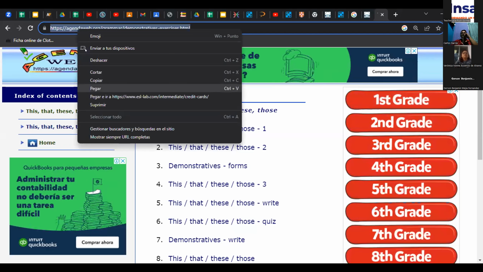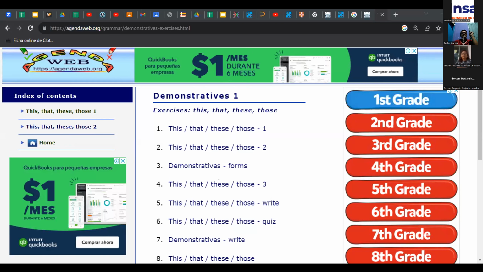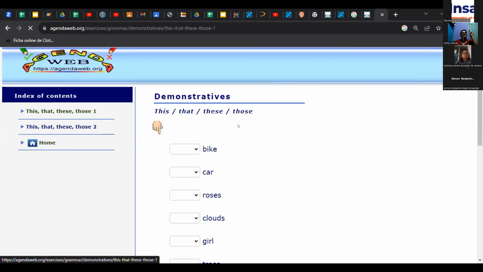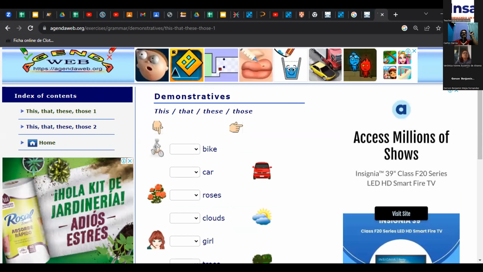Vamos a hacer ahorita el uno y el dos. Exercise one and two. I will send the link y ahí van a poder ver ustedes todos esos números. But vamos a trabajar ahorita only exercise one and exercise two. Pay attention to the little finger, all right? Very good.